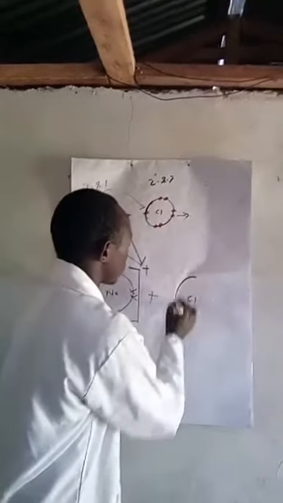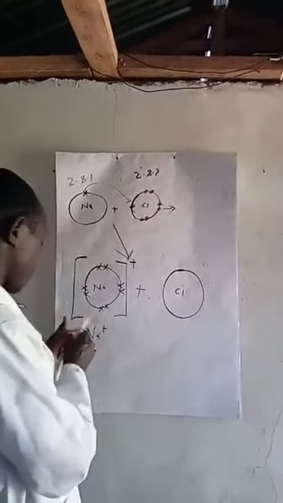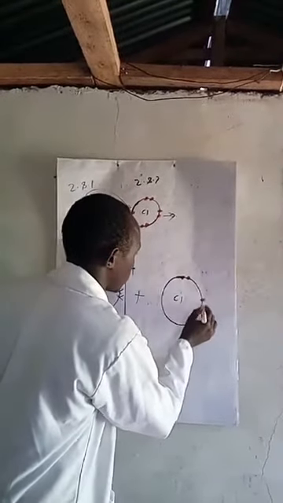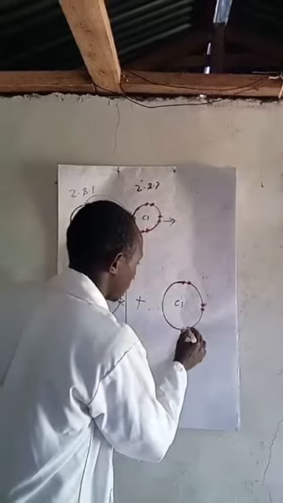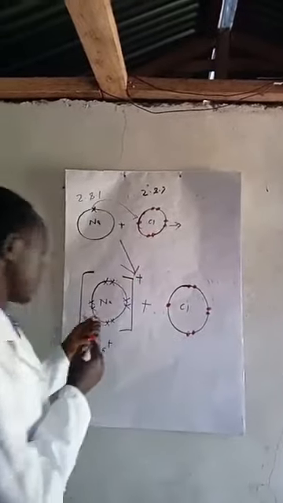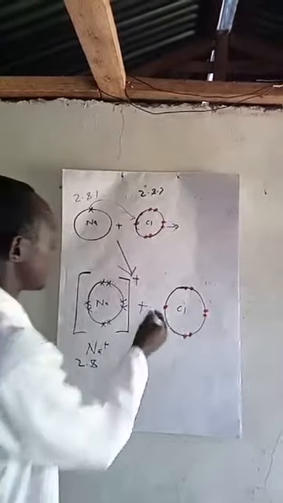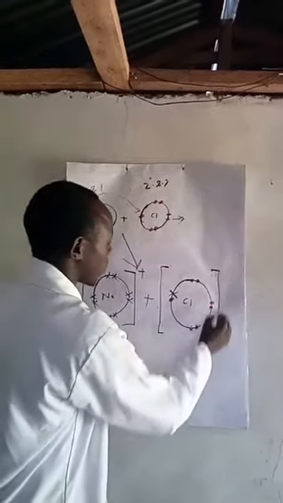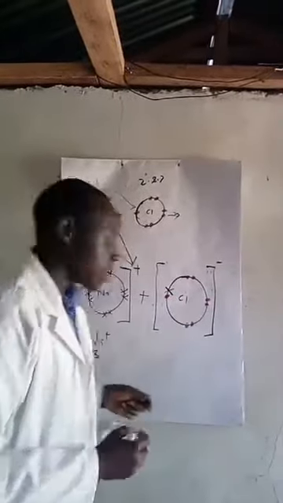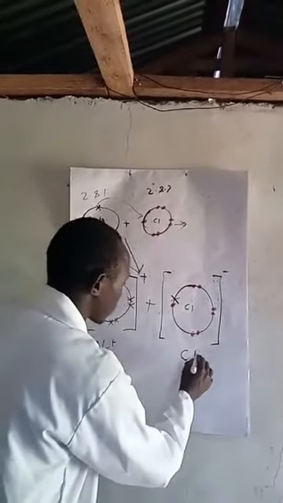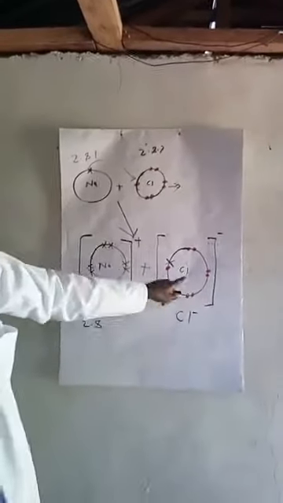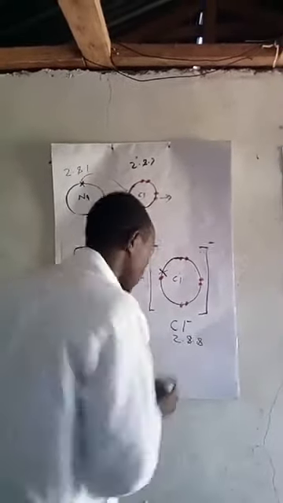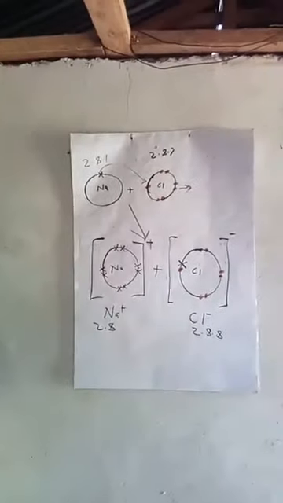So you have chlorine, and the one that came in is an X. You enclose it also with a square bracket like that, and then a negative sign. So this is the chloride ion, which is 2,8,8. So that is a bond between sodium and chlorine.